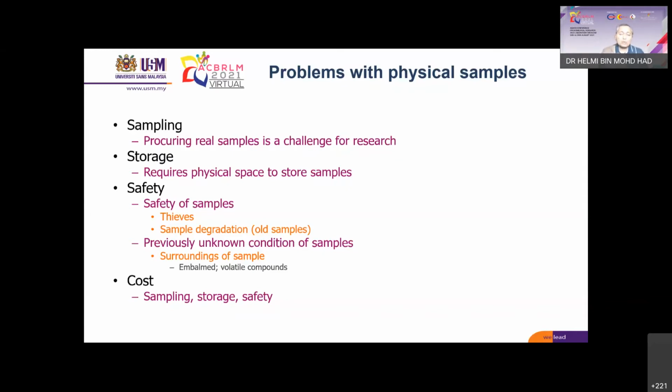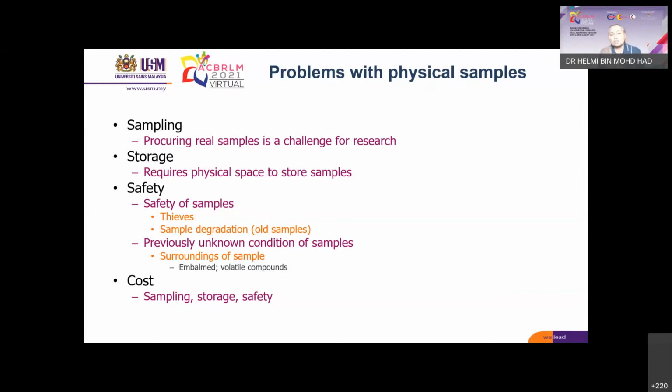Safety of the people involved when collecting the specimen in the field. We do not know that the ground or the surrounding area is contaminated, and that contamination may affect the people collecting the samples. And finally, with all these three F's in place, we have the cost. Cost is actually a very big problem when we are conducting experiments or collecting physical specimens, because cost is involved in all parts of the procedure, from sampling, storage, and safety.